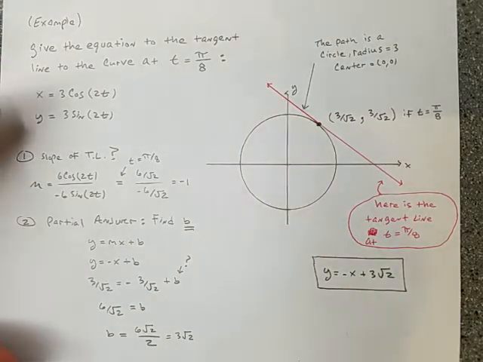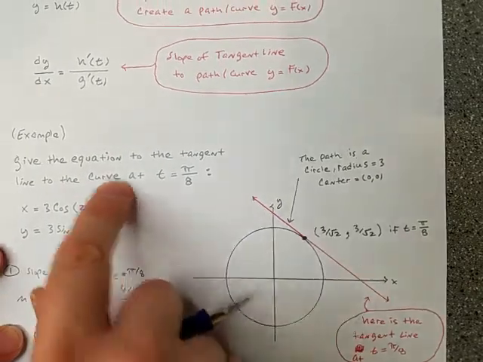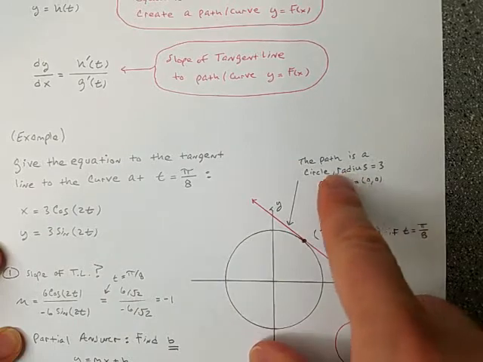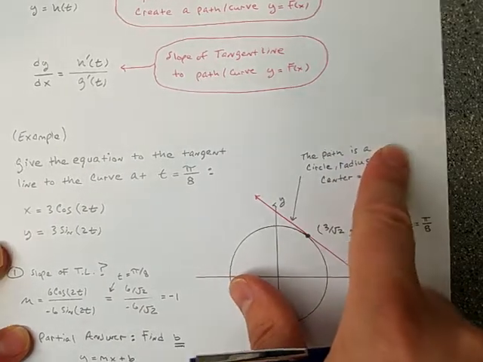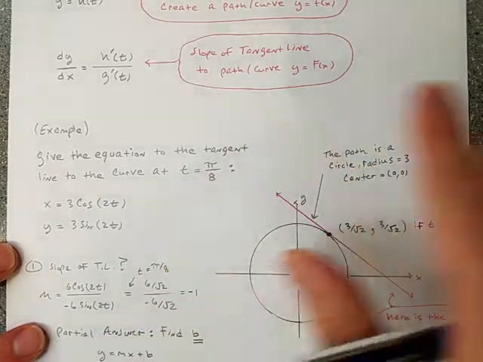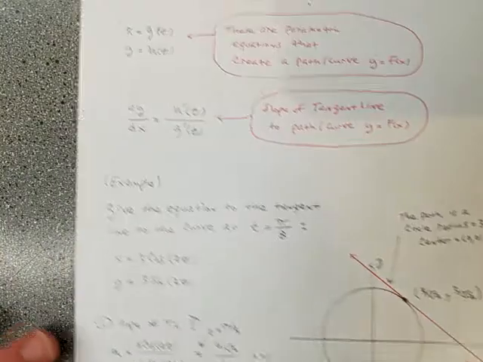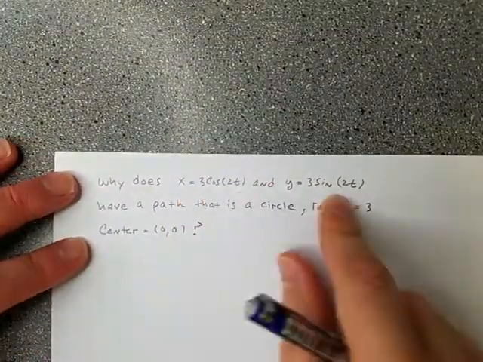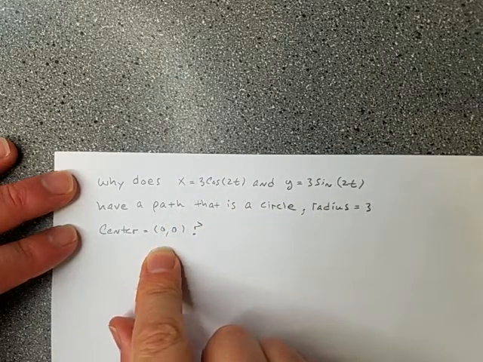Now, when I was doing this, I had my setup that, as a matter of fact, the path or the curve determined by those is a circle, radius 3, center at the origin. I didn't say how I knew that. I have talked about how you figure that out in other videos, but I haven't in this one, so let's discuss that. Why does this have a path that's a circle, radius 3, center at the origin?